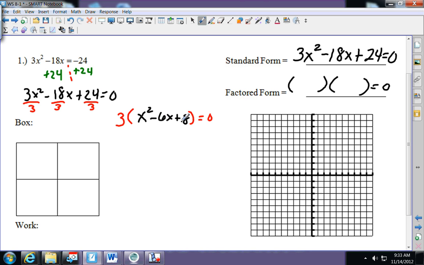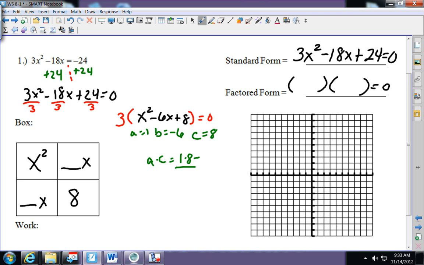Now we're going to take what's inside the parentheses and put it in the box. The x squared goes here, and the 8 goes here. Then I have something x, something x. You're only looking at what's inside the parentheses. A is the number in front of x squared, which is 1. B is the number in front of x, which is negative 6. C is that number by itself, which is 8. Now you have to take A times C. 1 times 8 equals 8. I need the factors of 8.